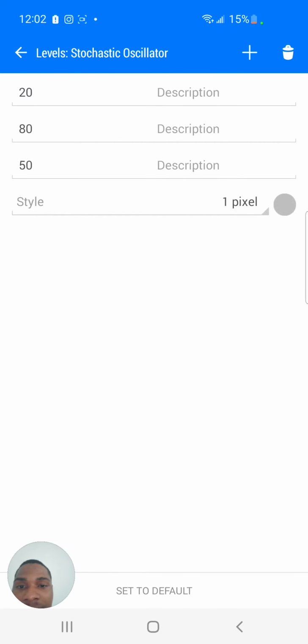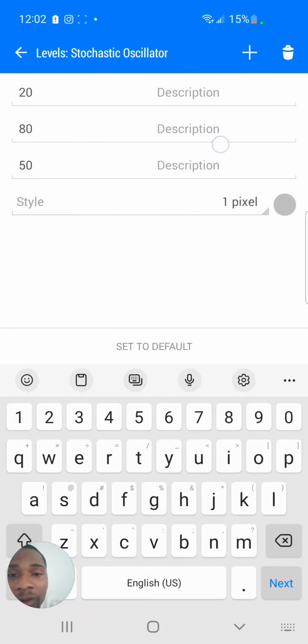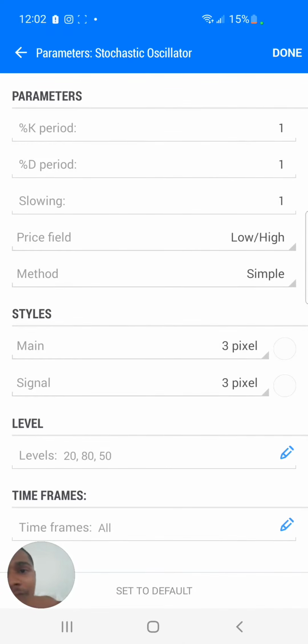Then the levels, this is where some persons get confused. You set the levels on level 20, level 80, and level 50, whereby 20 is the oversold level, 80 is the overbought level, and 50 is the midpoint. To add a level, you click on this plus button here. That's how you add a level. You click done once you're done with that.